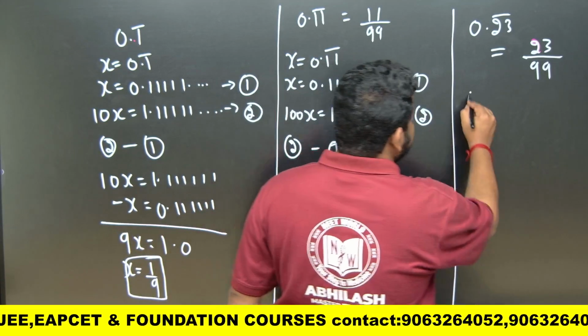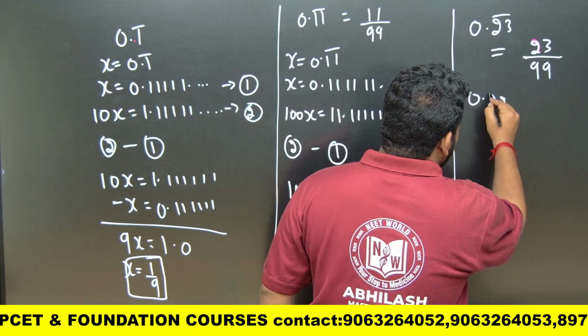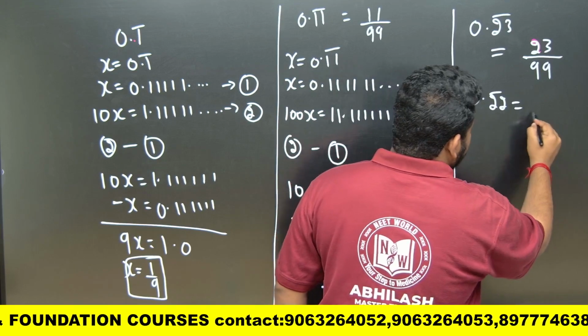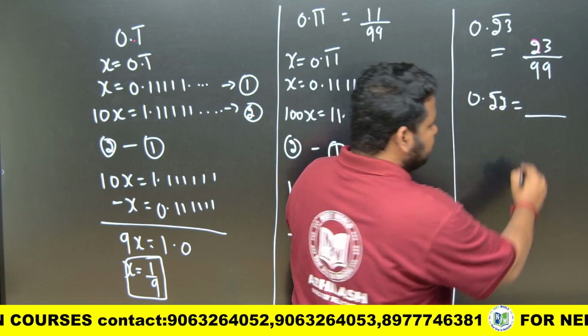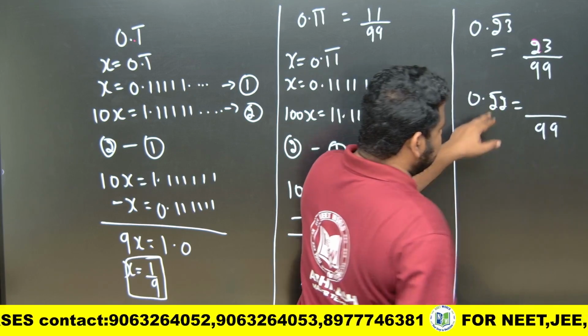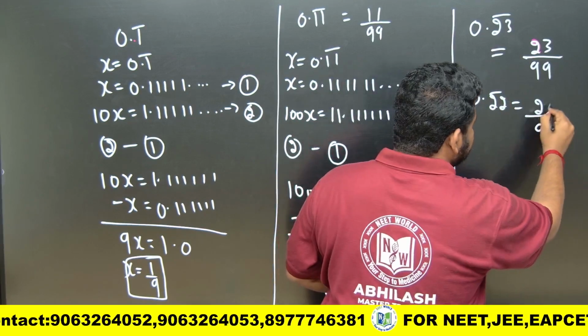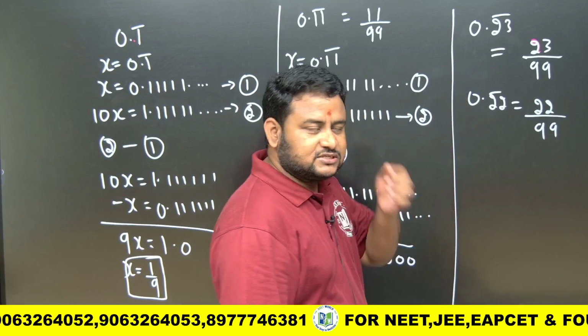Suppose I write 0.22 bar. Okay, the answer will be what? Here after the decimal, the bar is on 2 numbers. So I should write 2 nines here, that is 2 nines in the denominator. And the numerator will be what? 22 only I should write it, as it is.